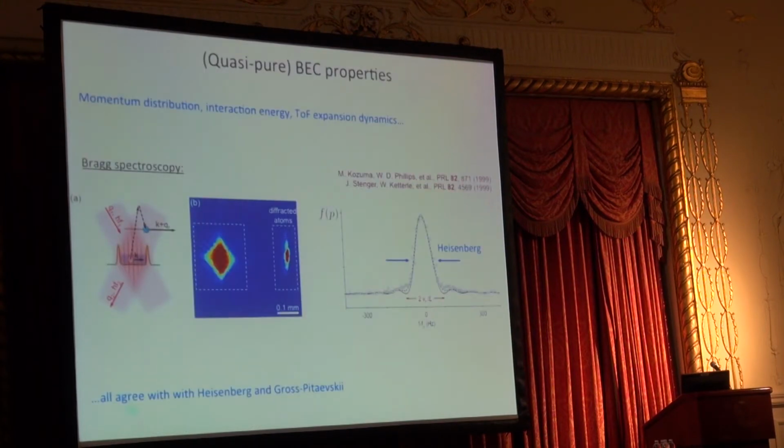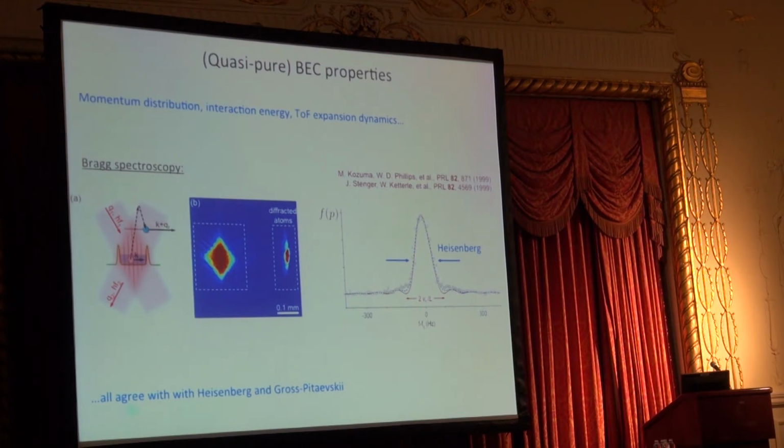Then the next thing we have done is we also looked at the properties of the BEC itself at very low temperature, where we have basically a quasi-pure BEC. We did this mostly using a standard two-photon Bragg spectroscopy, as was first applied to ultracold atoms by Bill and Wolfgang about 15 years ago. I'm not going to spend much time on this. The short message is that basically it all makes sense.